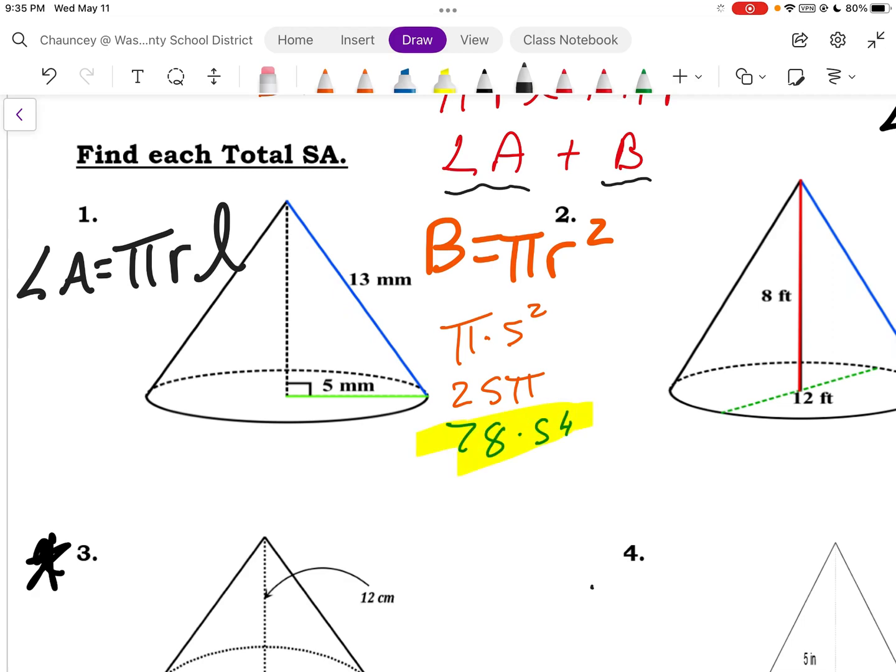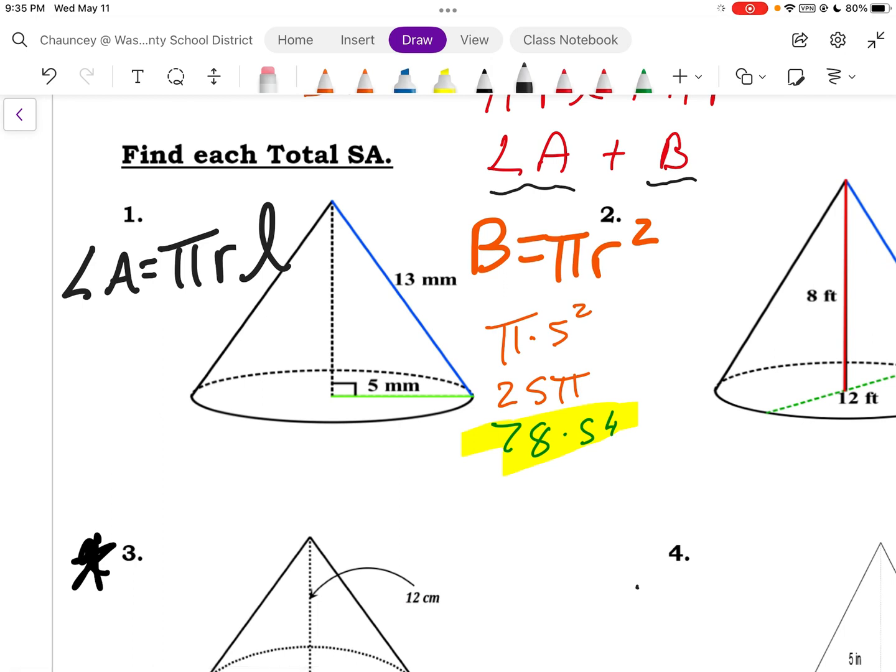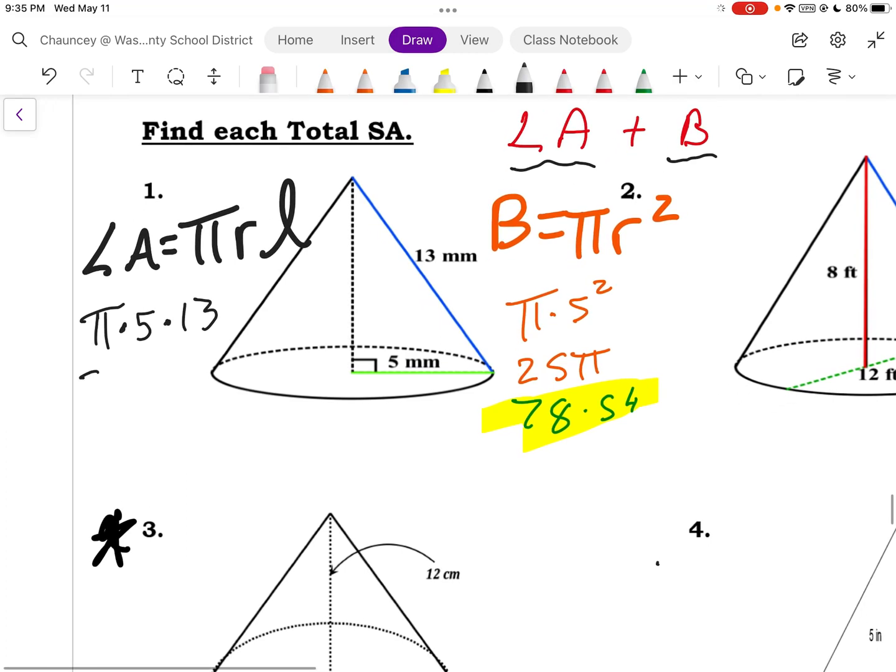Now, to get our lateral area, we have pi times our radius, which is 5, and our slant height is 13. If you plug that in, you should end up with 204.2, and we're going to round it. So we're going to say 204.204. And if you don't like my handwriting, deal with it, because I scribble all over the place. And if you're in my class, you know exactly what I'm talking about.